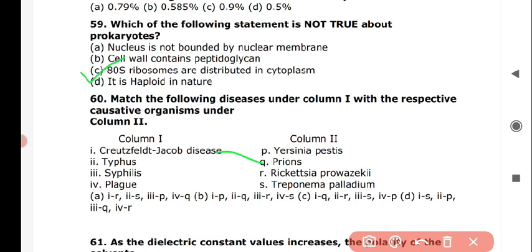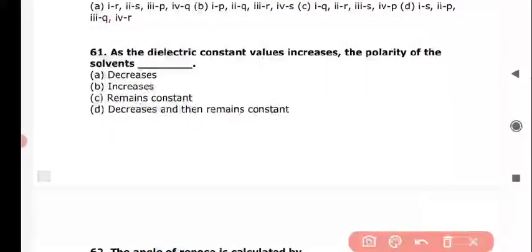For typhus, it correctly matches with option R, that is Rickettsia prowazekii. Third is syphilis, it correctly matches with option S, that is Treponema pallidum, and for plague it correctly matches with option Q, that is Yersinia pestis. So option C is correct for this question. Next question is, as the dielectric constant value increases, the polarity of the solvents, and the correct answer is option B, polarity of the solvents increases.